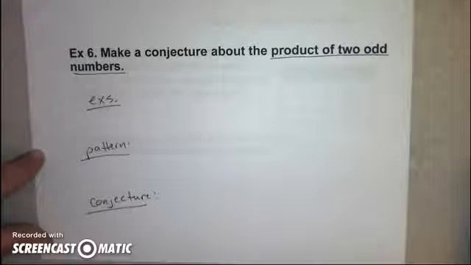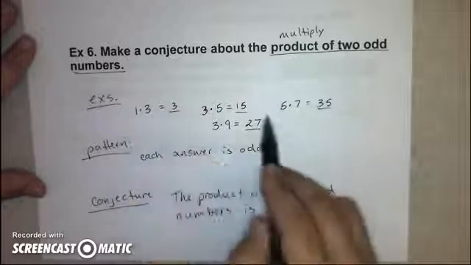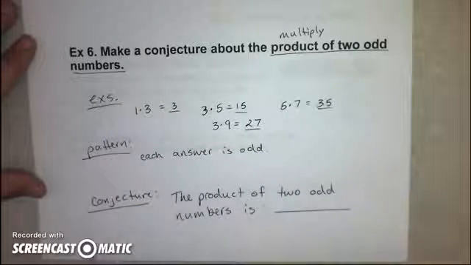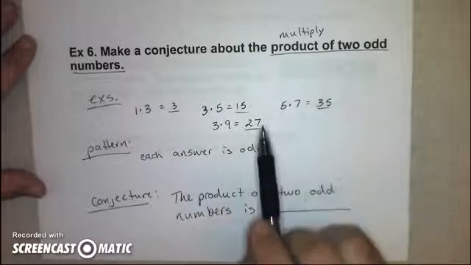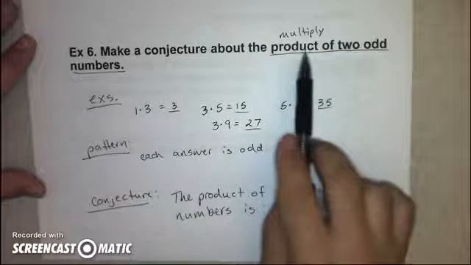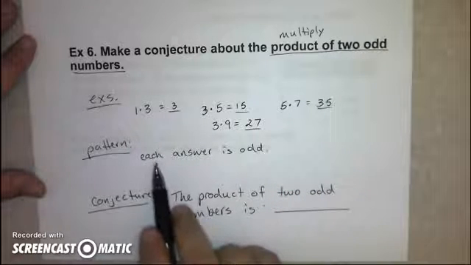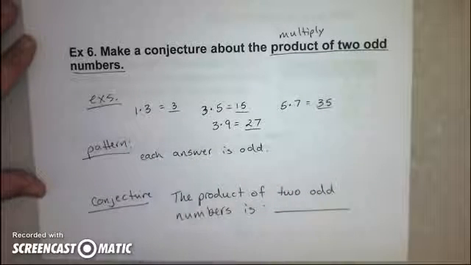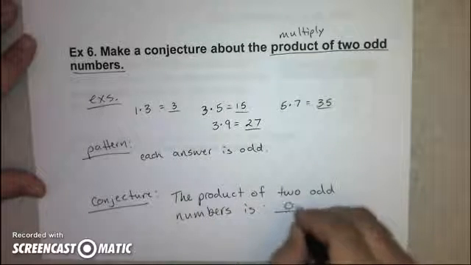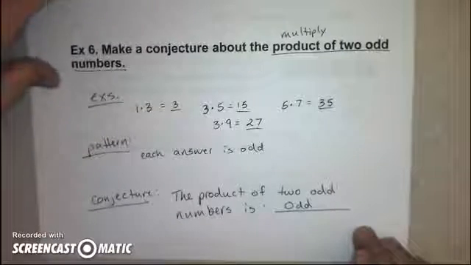Otherwise, here we go. Alright, you should notice in whatever examples you chose that the answer is always an odd number. That's really the only pattern we have, and you can kind of be guided towards that by looking at the words they use. They point out that you're taking the product of two odd numbers. And so our pattern tells us what we can write as a conjecture. The product of two odd numbers is odd, and that is your conjecture. Okay?